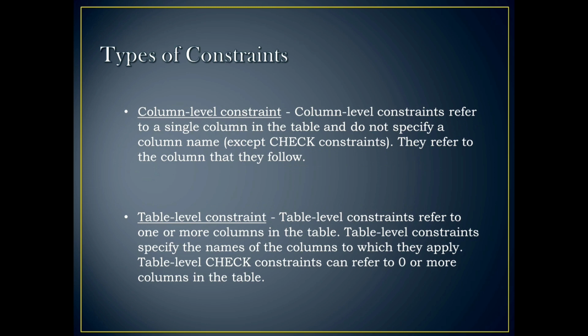Types of constraints. Constraints can be implemented in two ways: column-level constraint and table-level constraint. In column level, constraints refer to a single column of the table, whereas in table level, constraints refer to one or more columns in the table.